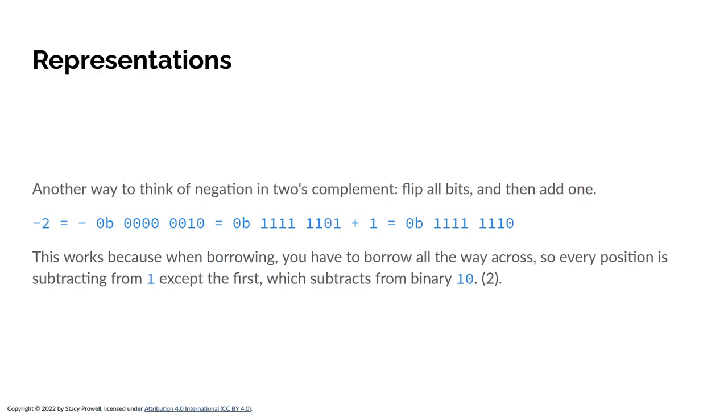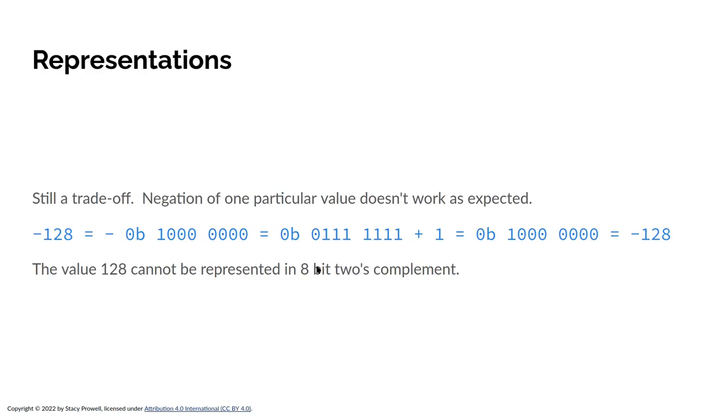So 2's complement is the thing. If you wanted to think of 1's complement as flipping all the bits, you can think of 2's complement as flipping all the bits and then adding 1. I don't want to think about it that way because it hurts my brain. Okay. It's still a trade-off. You wind up with one more negative number than you have positive numbers. That may seem a little weird, but it's true.